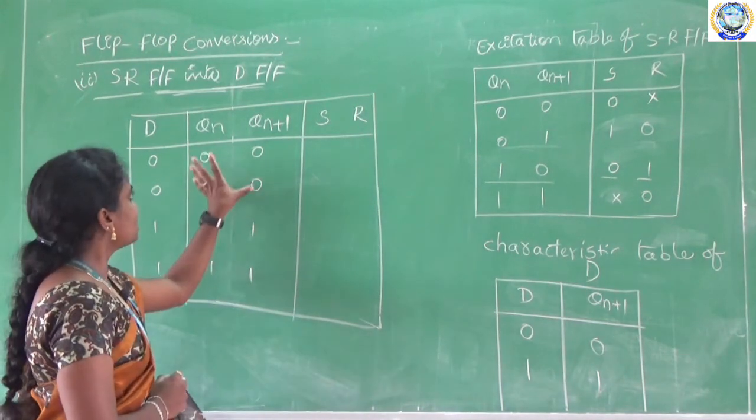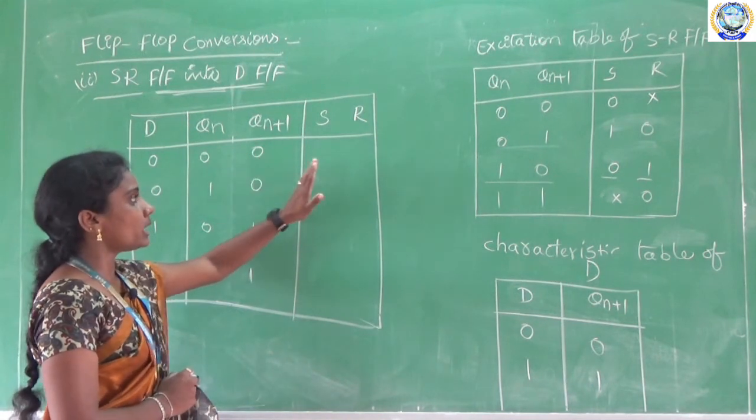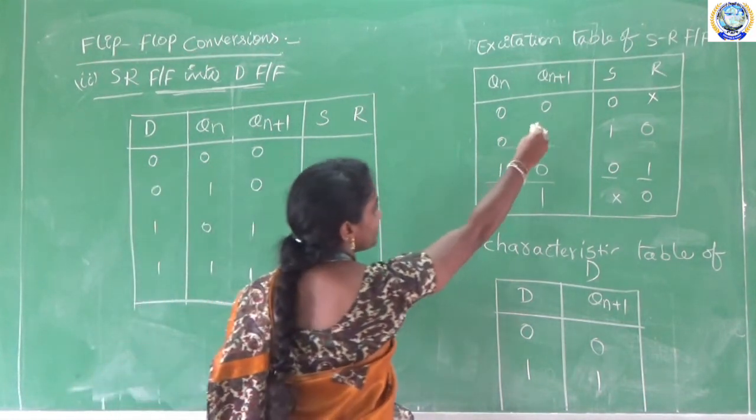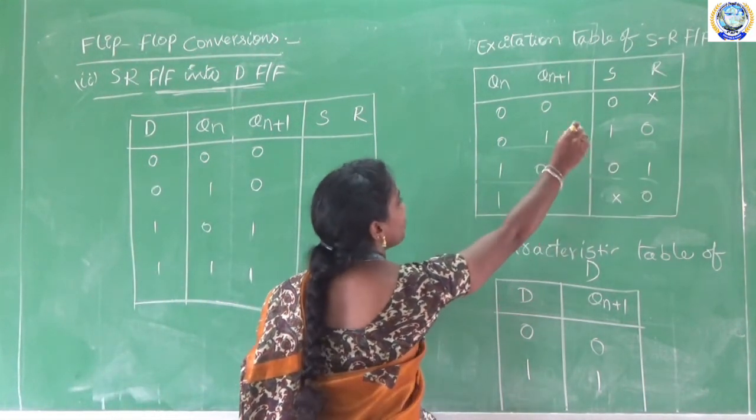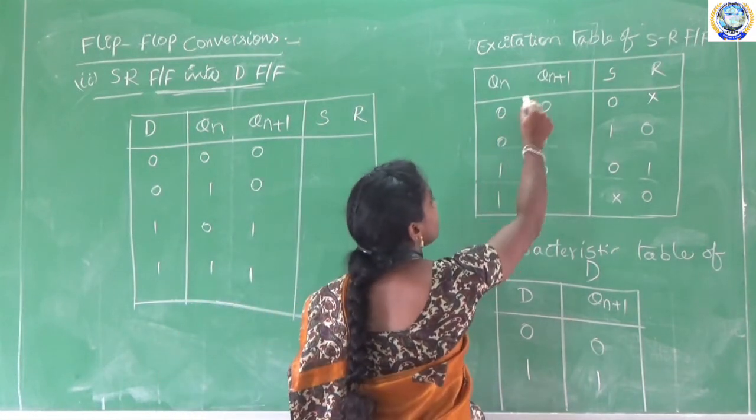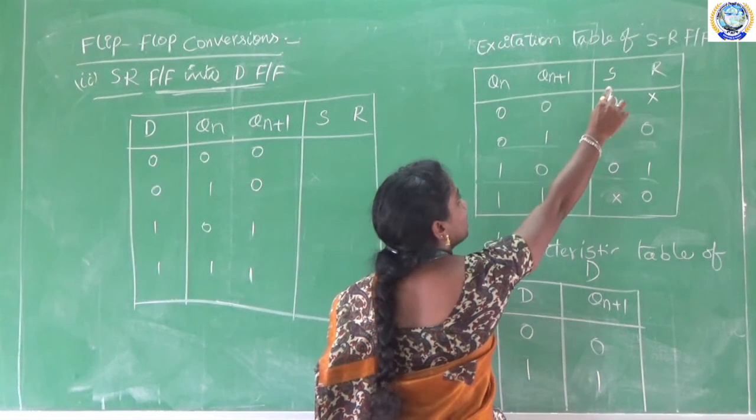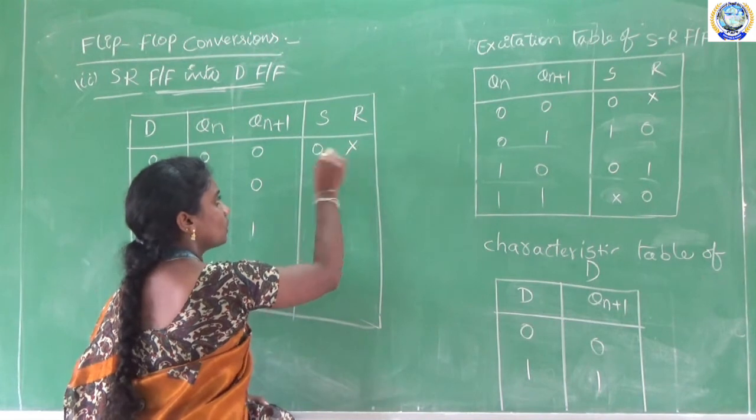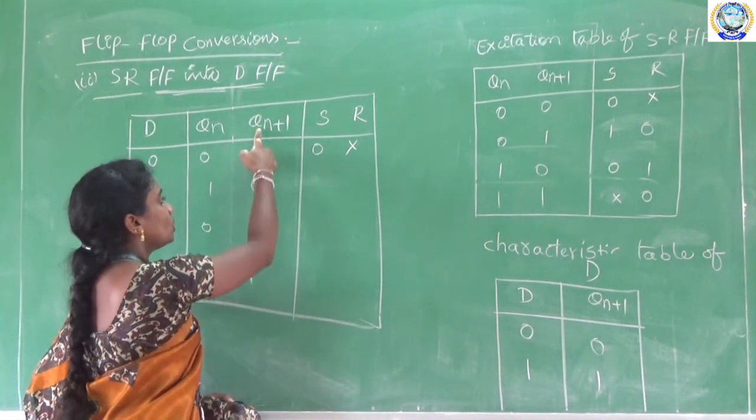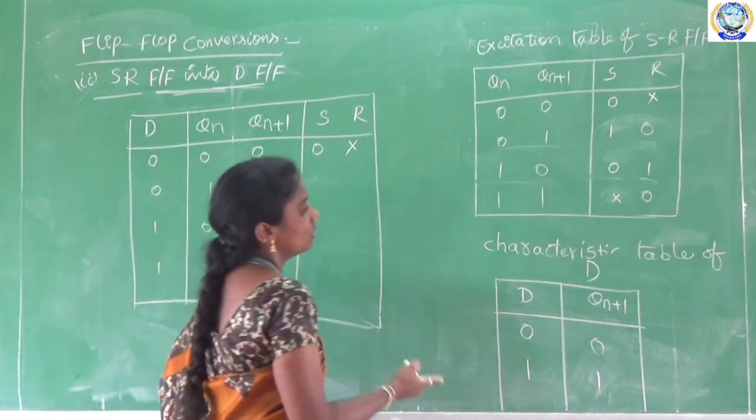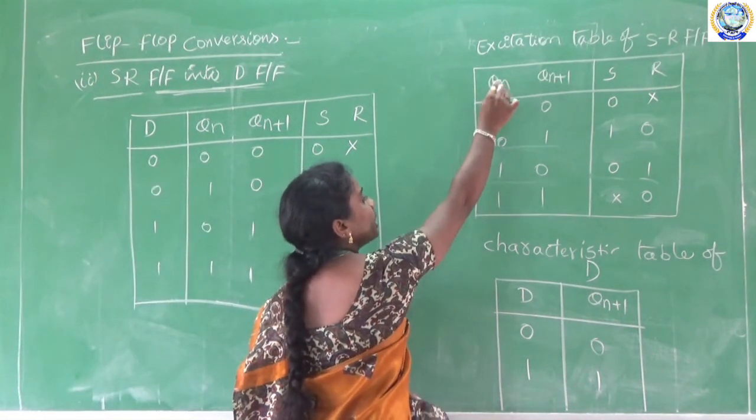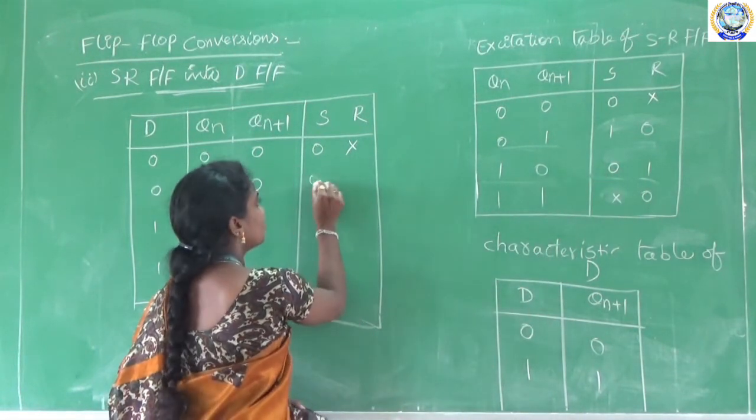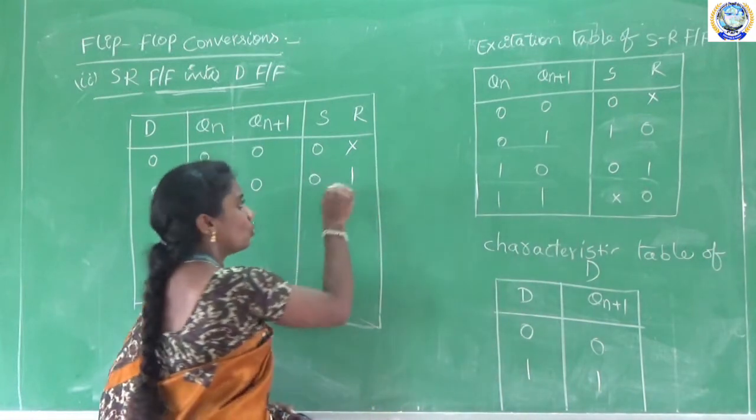So from this Qn and Qn plus 1, now we need to write the values of S and R. From this excitation table, what are the values of S and R? Qn equal to 0, Qn plus 1 equal to 0, then S equal to 0 and R equal to don't care. Again here Qn equal to 1, Qn plus 1 equal to 0. Now check this condition in the excitation table. Then what is S? S equal to 0 and R equal to 1.